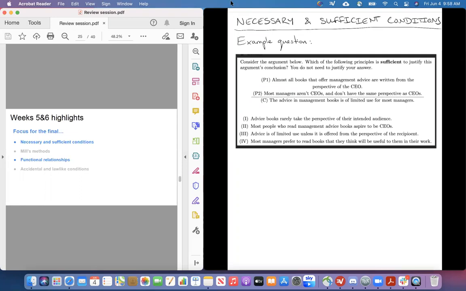Please have a guess. So the argument says, premise one, almost all books that offer management advice are written from the perspective of the CEO. Premise two, most managers aren't CEOs, don't have the same perspective as CEOs. Therefore, conclusion, the advice in management books is of limited use for most managers.